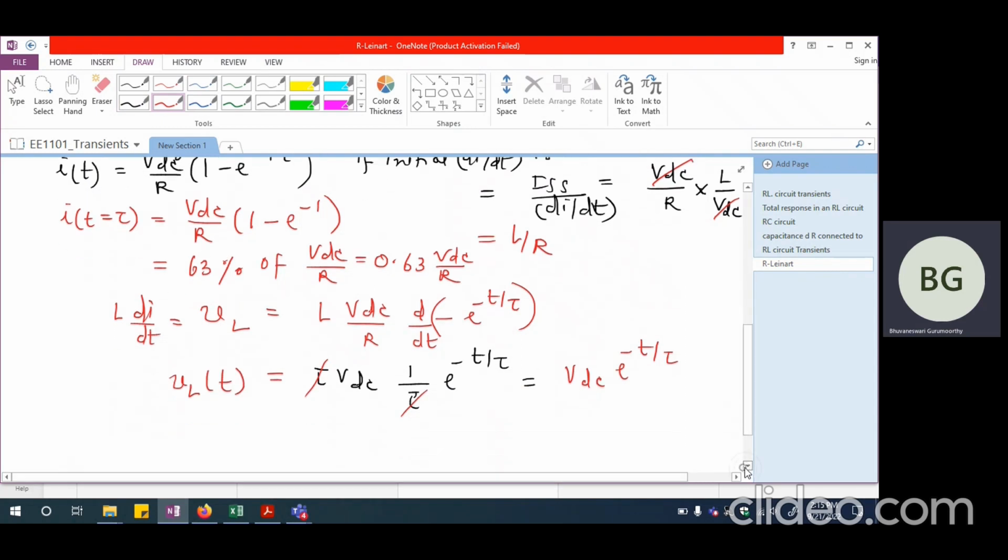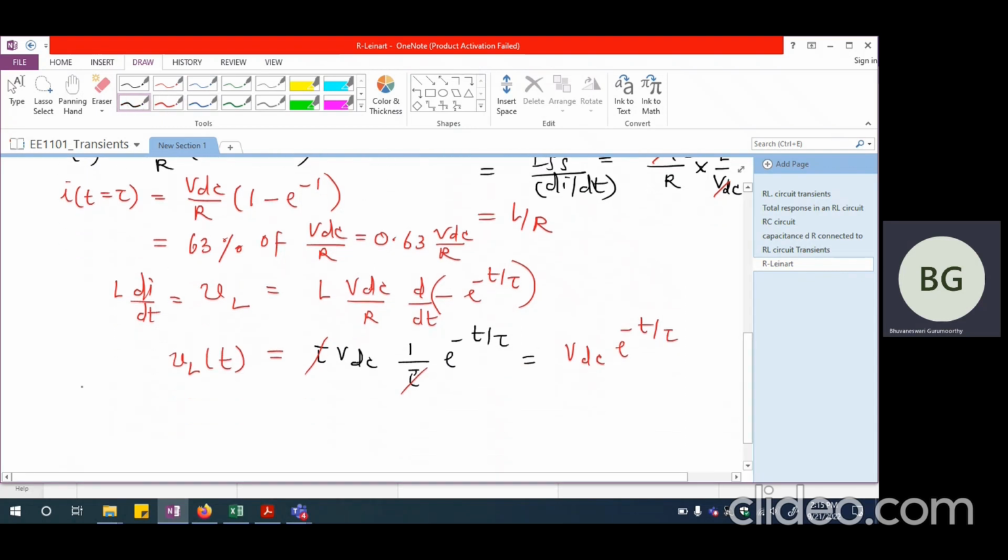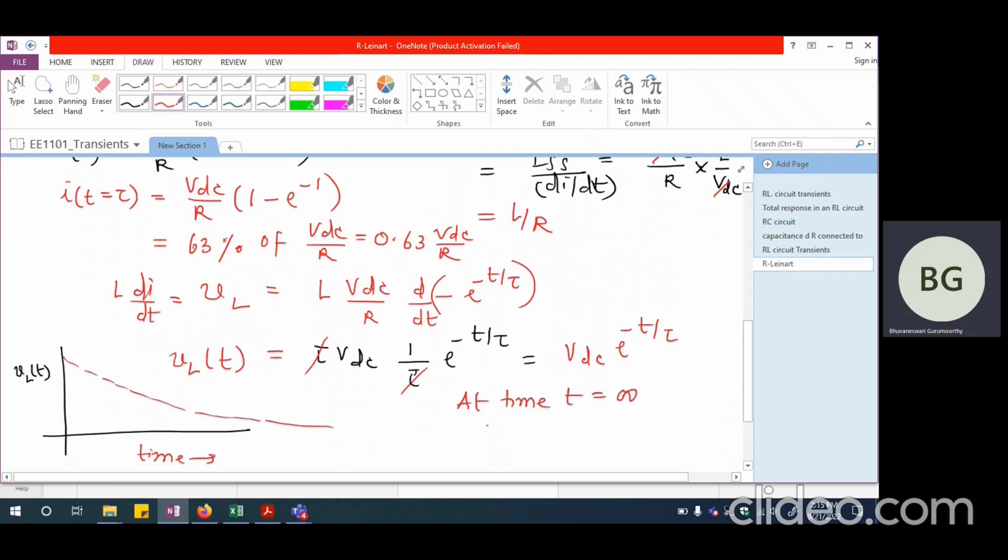So if I try to plot the inductance voltage, let me write this as VL of t. It is going to start from VDC and then it is going to fall down to 0 eventually. At time t equal to infinity, this will be e power minus infinity, because of which I'm going to have 0. So at time t equal to infinity, VL is going to be 0. Okay. So this is going to be 0 when I'm talking about time t equal to infinity.